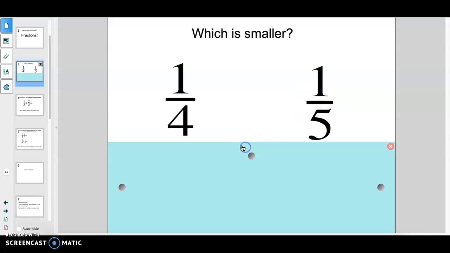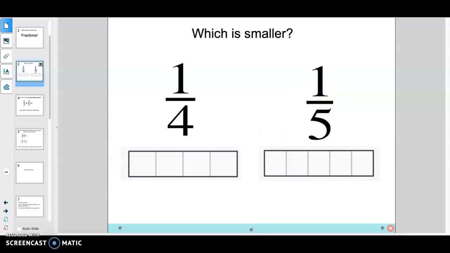But if we really think about it, if I took this single unit and split it up into 4 pieces, so one thing split into 4, we've got these 4 sections. If I took one thing and split it up into 5, I've got these 5 sections. So these rectangles were the same length. Notice that when I split it up into 5, I'm getting 5 smaller pieces than these 4 pieces.